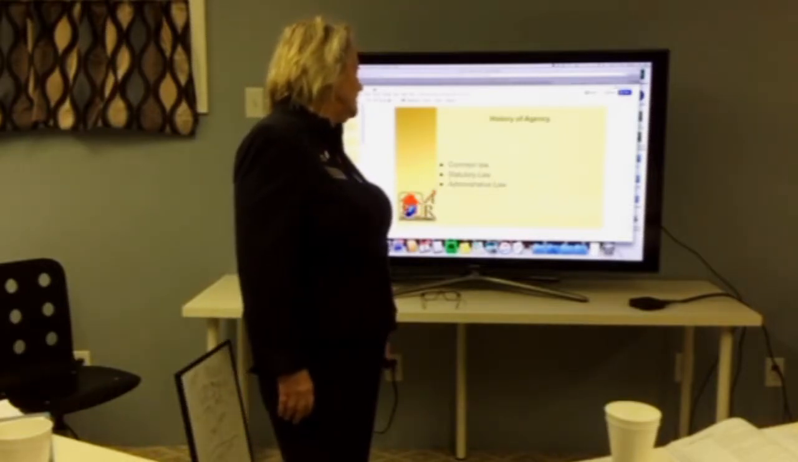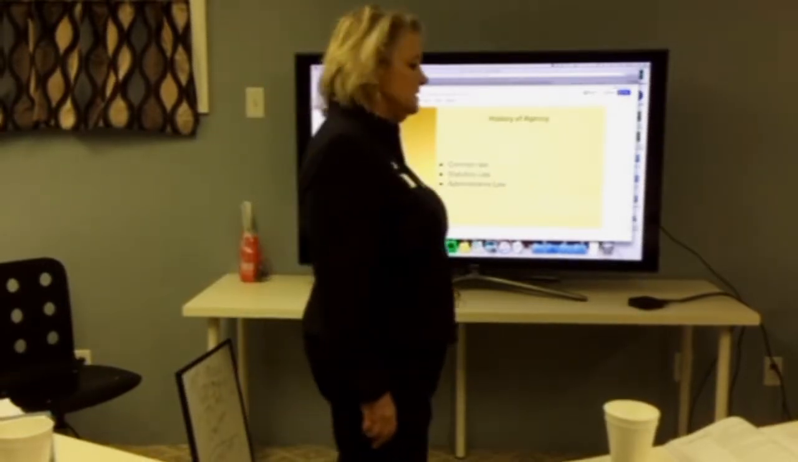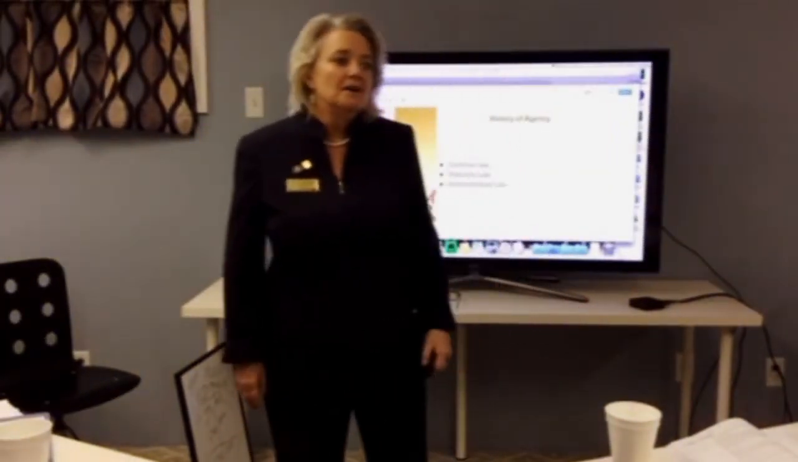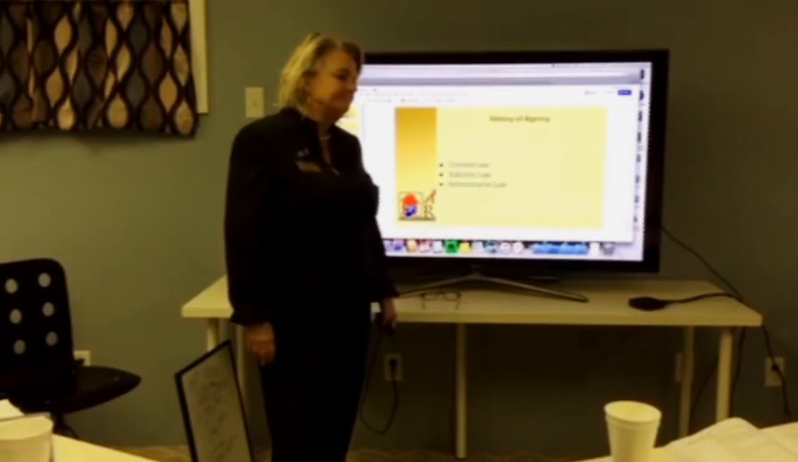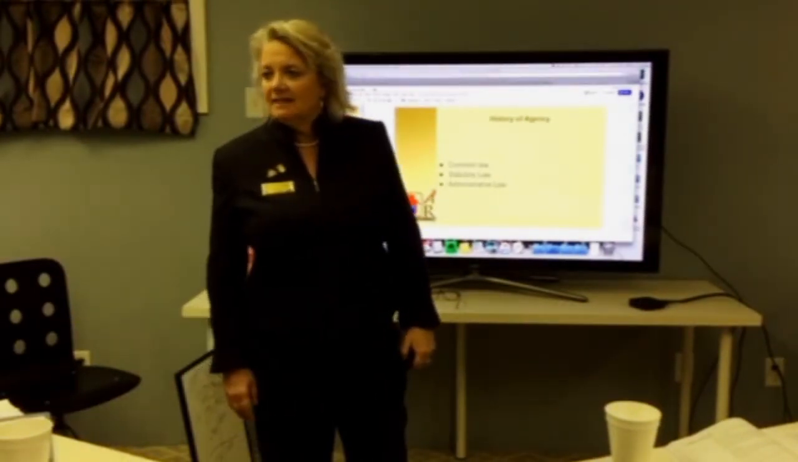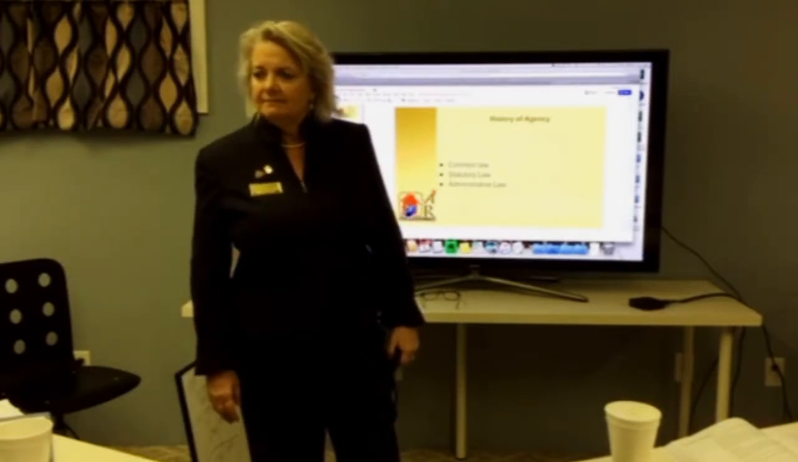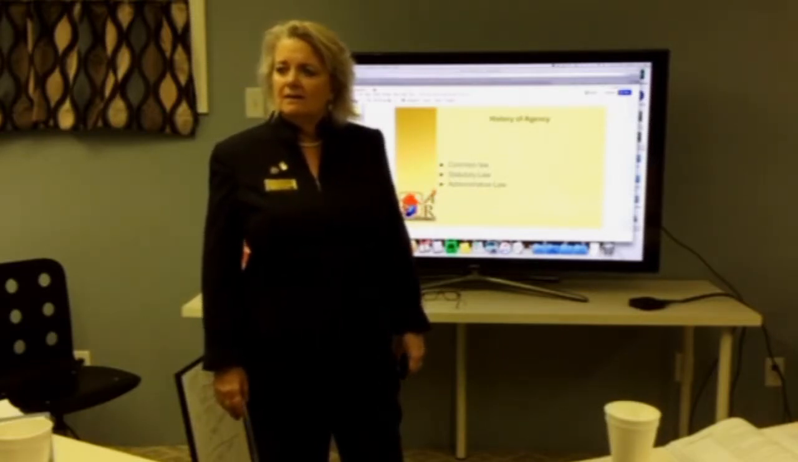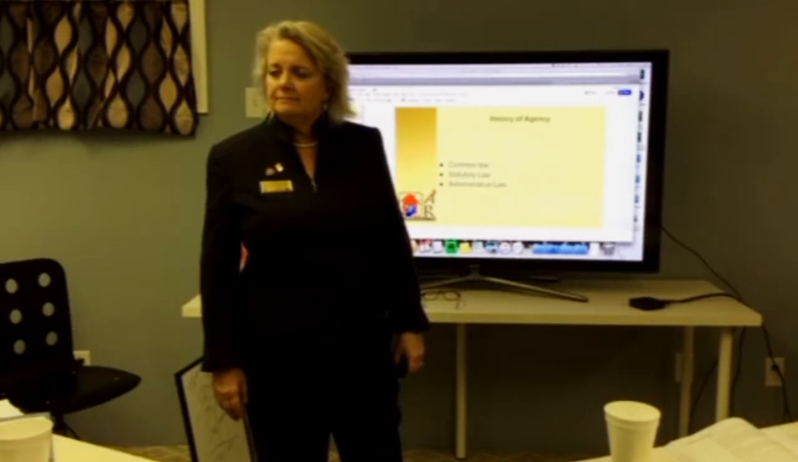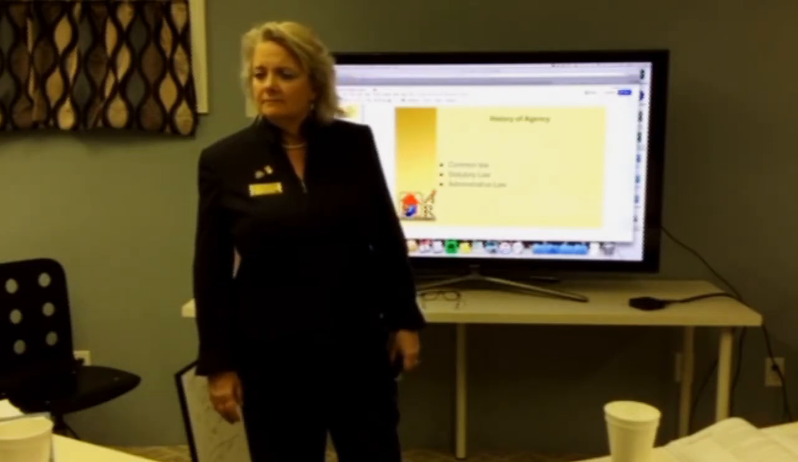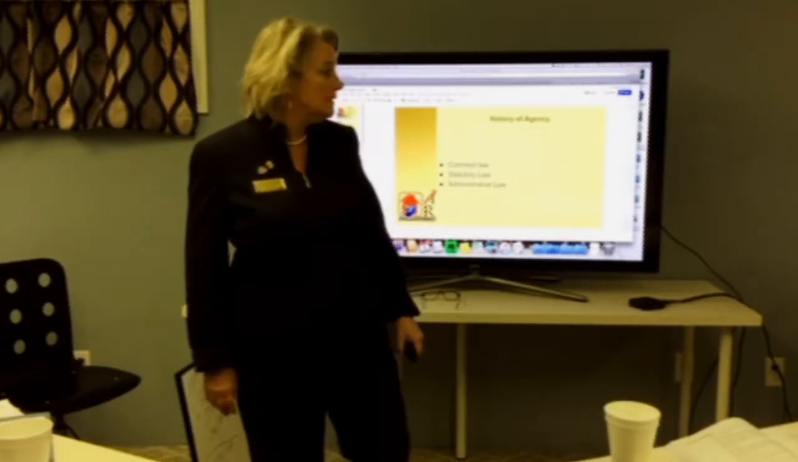So the history of agency is what? We've got common law. It goes back to basically common law, I think even back to feudal times or something, right? What does it say, Hoyt? The overview or history: agency relationships and real estate transactions are governed by three kinds of law: common law, statutory law, and administrative law.